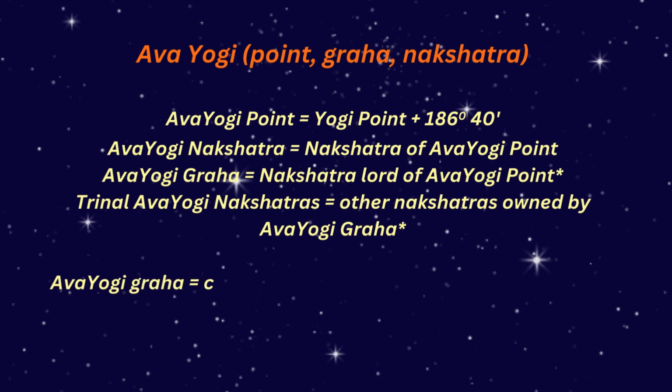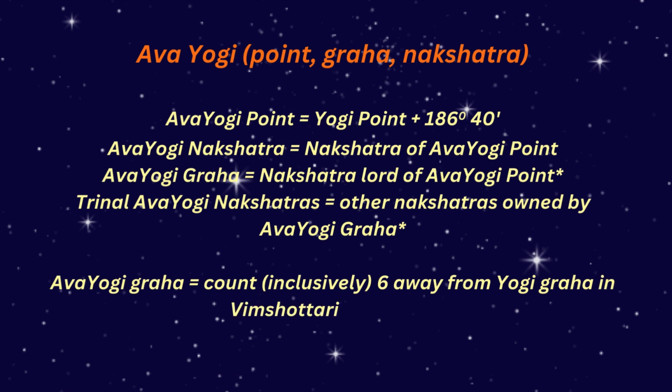So, in effect, the Avayogi point is the yogi point flipped to the other side of the chart and nudged forward by 2 padas. Once you've located the Avayogi point, identify the nakshatra it falls into, just as you did for the yogi. Then find the lord of the nakshatra using the Vimshottari Dasha system. This becomes the Avayogi Graha. The three nakshatras ruled by the Avayogi Graha are called the trinal Avayogi nakshatras.